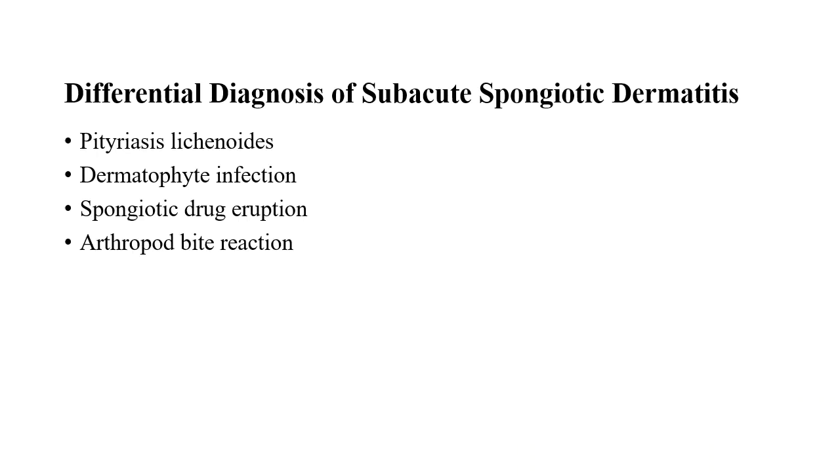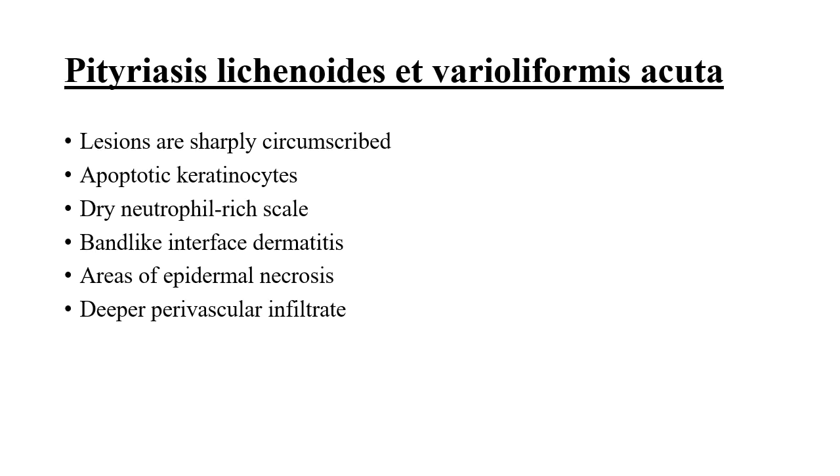Now, the differential diagnosis of subacute spongiotic dermatitis. These include pityriasis lichenoides, dermatophyte infection, spongiotic drug eruption, and arthropod bite reaction. First, pityriasis lichenoides et varioliformis acuta, that is PLEVA. In this, the lesions are sharply circumscribed, apoptotic keratinocytes are seen, with dry neutrophil-rich scale and band-like interface dermatitis. Then there are areas of epidermal necrosis and a deeper perivascular infiltrate is seen.